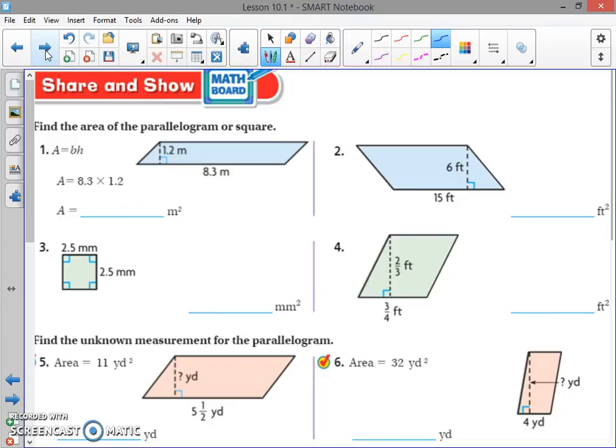So what I'd like you to do is please do number 2 under the share and show, number 3 under the share and show, and I want you to do one where we already know the area and you're trying to find the height. So let's do number 6. So for tomorrow morning, please do 2, 3, and 6. Show your work on loose leaf. Here's why. Don't get angry.